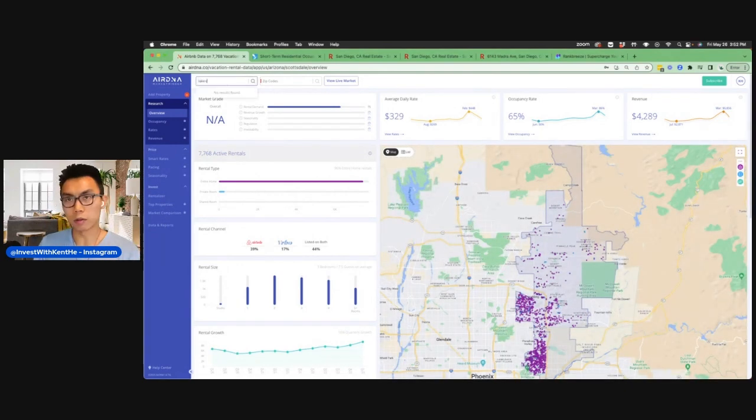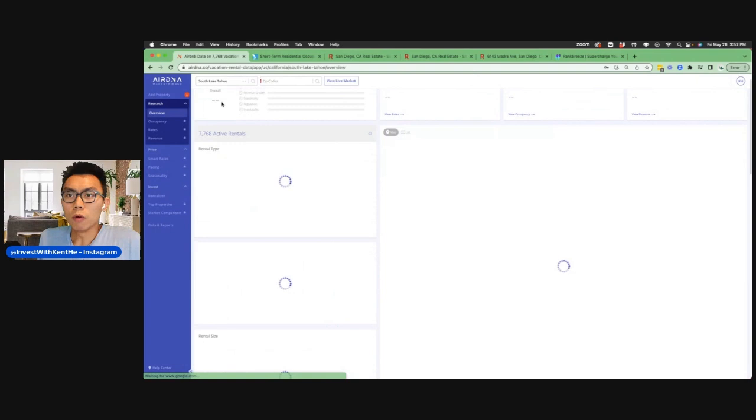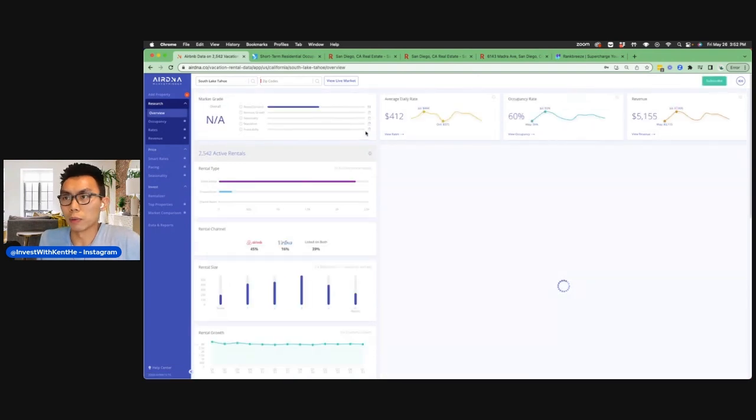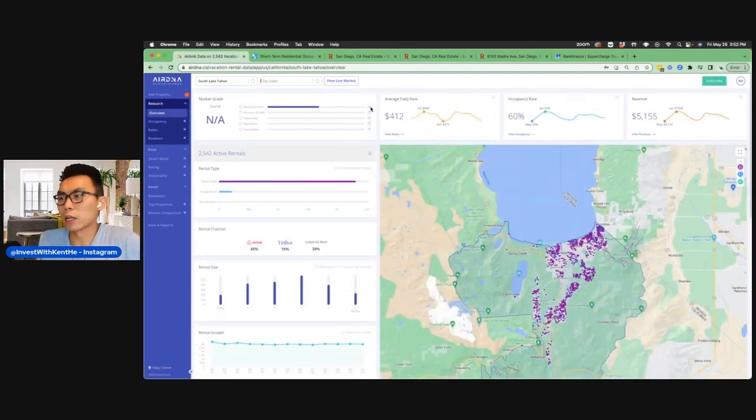Like, what other markets are there that people ask me about all the time? Yeah, Lake Tahoe. I get asked about Lake Tahoe all the time. As you can see, the rental demand is only 53. Maybe because it's very seasonal, who knows? But for me personally, because of all the regulations in that area and also how low the rental demand is, I just don't even bother looking at South Lake Tahoe as a market that I want to invest in for short-term rentals.